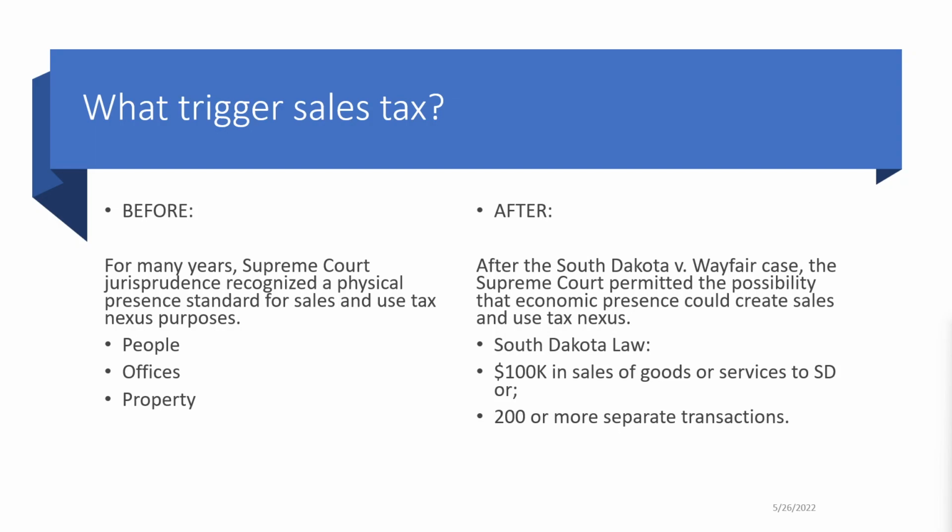Before, for many years, the determination was based on three things: people, offices, and property. If you have people, offices, or property, including inventory, in any state, you trigger sales tax in those states. We call that physical presence, meaning you physically get into the state and do business in the state. That could create nexus and may require you to register with the state to do business, and also for tax filing, sales tax and also income tax. But we focus on sales tax today.